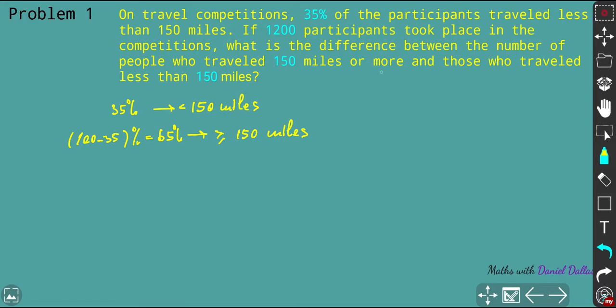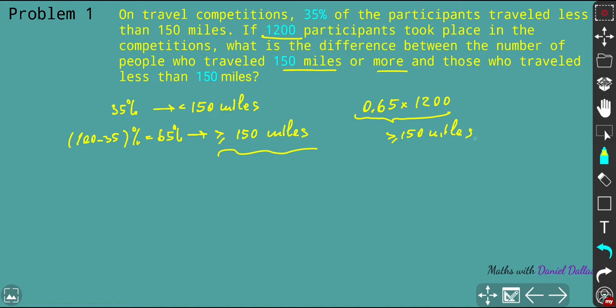Okay, so we need to find the difference between the number of people who traveled 150 miles or more. So that means from those people who represent 65% out of the total number of participants, so 1,200. So that means we need to take 65% of this number. What I recommend to do is to convert 65 into a fraction or into a decimal, and then take it out of your number of participants.